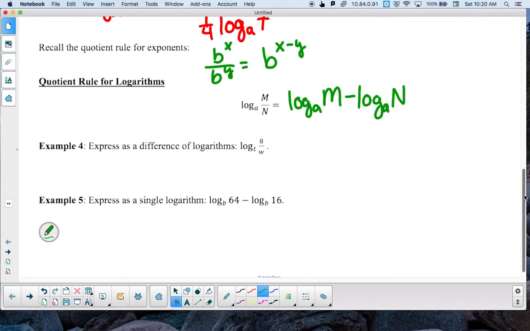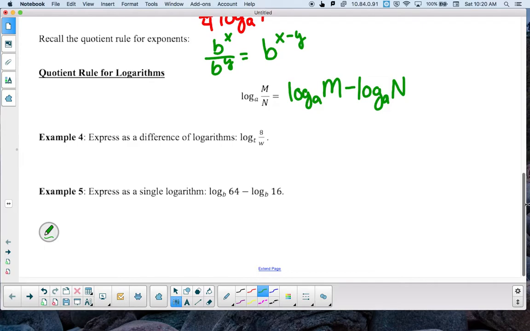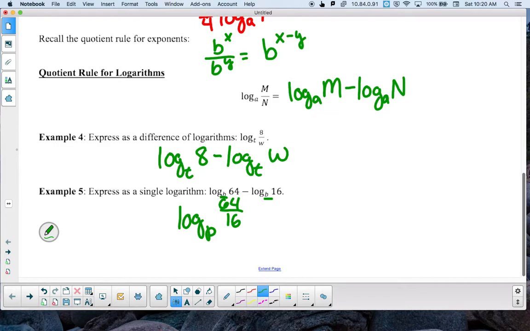So for example 4, if we want to write this as a difference of logs, this would be log base t of 8 minus log base t of w. Then again, if we want to express it as a single logarithm, for example 5, we need to be sure that it is the same base, and in this case our base is b. And so this would be log base b of 64 divided by 16. And if you can simplify it, we want to do that. And so in this case, this would be log base b of 4.